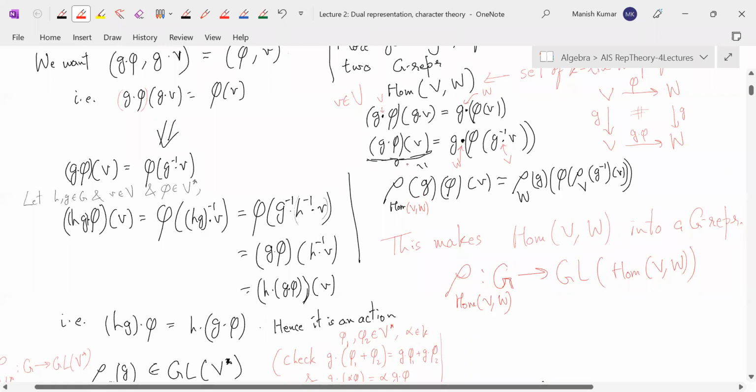Yeah. So that linear map, I'm just copying the above line in the new notation. So the linear map is you look at the action of G on V first. So G inverse on V first. So we get rho V G inverse of V. Apply phi to it, so you land in W, and then you act via G on that element of W. So you get rho G of rho sub W of G here. Does it make sense now?